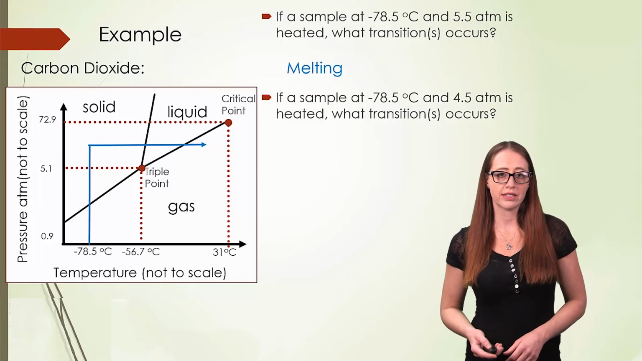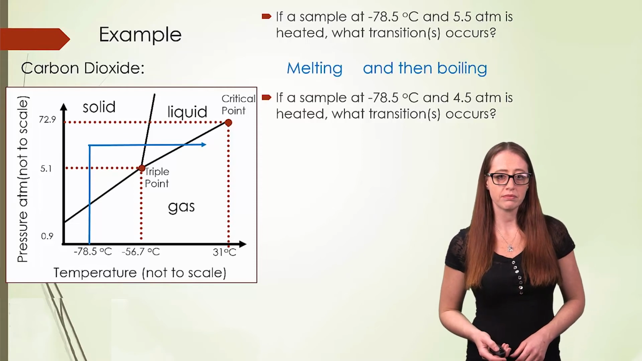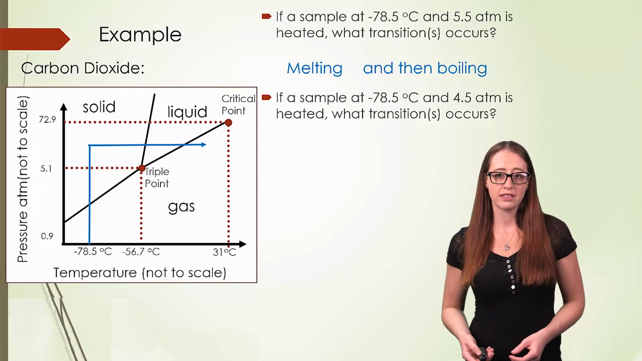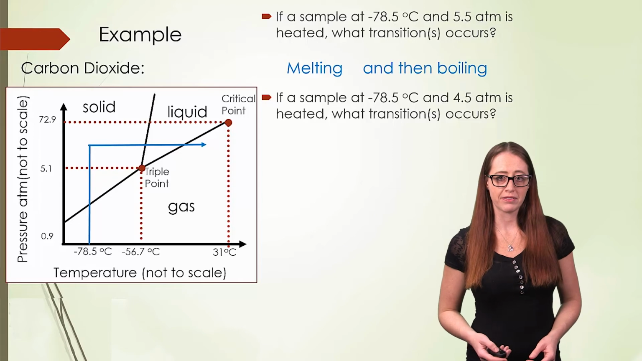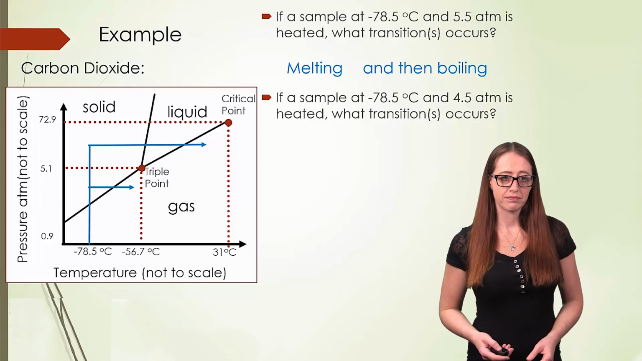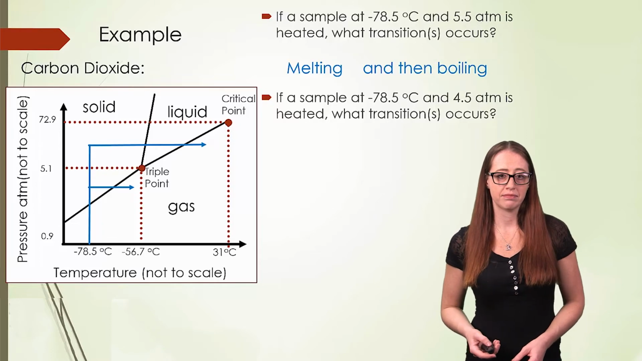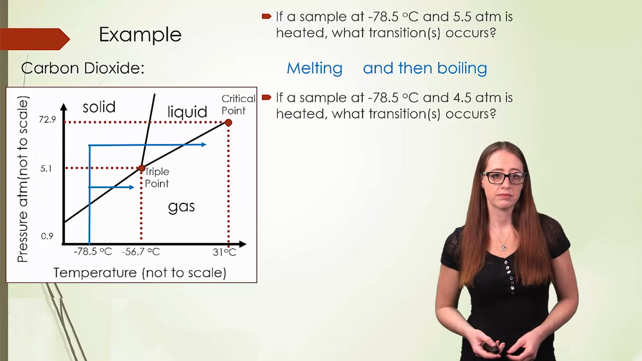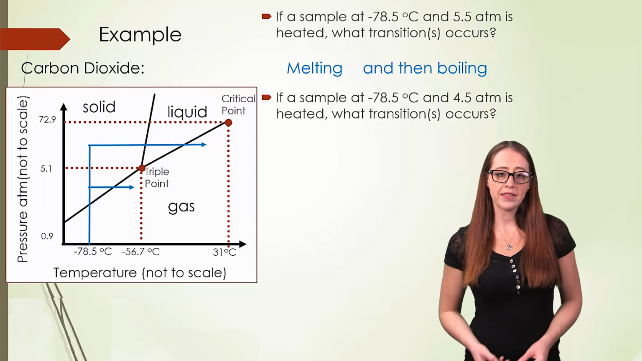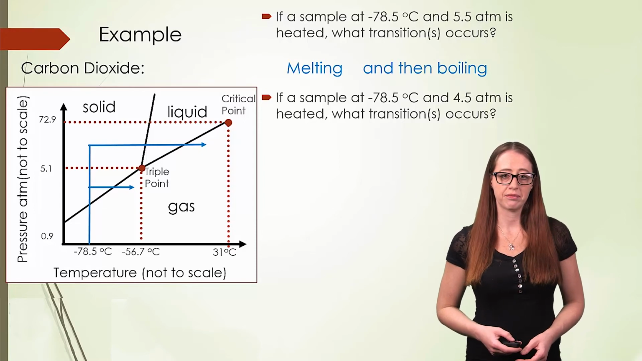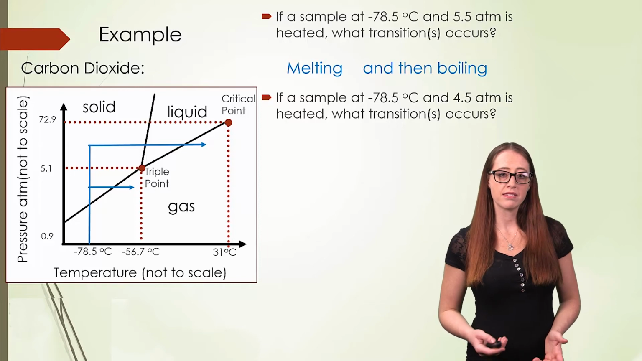Now let's look at another example. A sample at negative 78.5 degrees and 4.5 atmospheres is heated. Take a moment and answer this before moving on. In this case, it's going to be crossing over the solid-gas transition line. And so we call this sublimating.